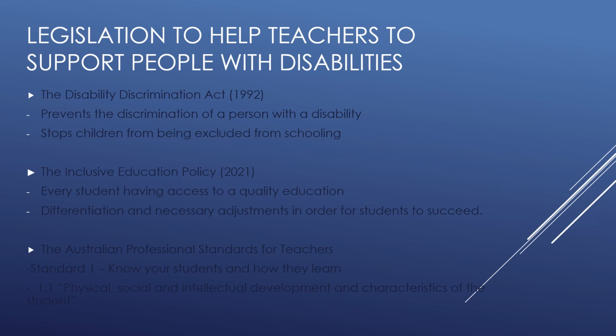The Australian Professional Standards for Teachers, Standard 1.1, states that teachers must know their students and how they learn, which includes knowing their physical, social, and intellectual development and characteristics of the student.